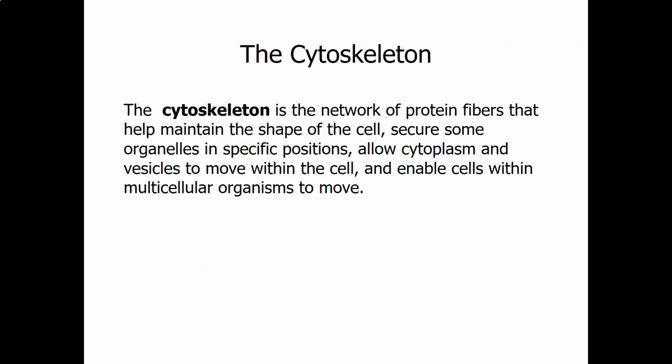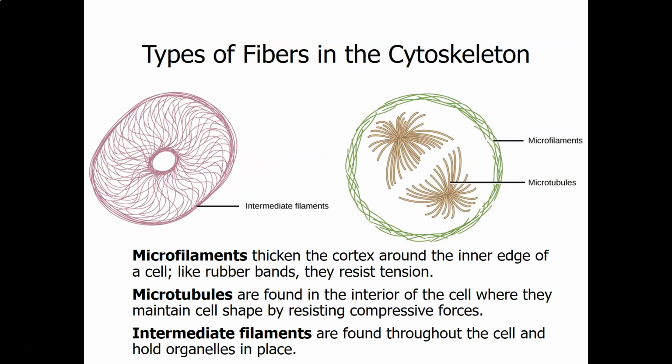The cytoskeleton is a network of protein fibers, three different types of protein fibers, and they have all different functions. Microfilaments, which you see here, thicken the cortex, or the outer edge of the cell. In other words, they're just inside the plasma membrane. If this were a cell, the plasma membrane would be here. And they're like rubber bands. They resist tension.